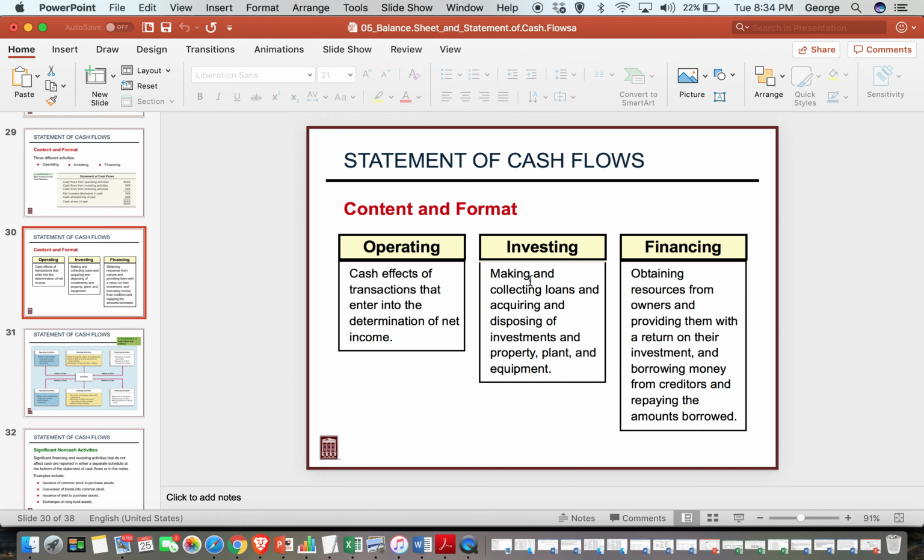So issuing bonds, issuing common stock, right? That's where we receive resources, cash, from our shareholders, and then we provide them with a return on their investment, in that hopefully the stock would go up, and maybe they'll get lucky. We'll pay them a dividend.